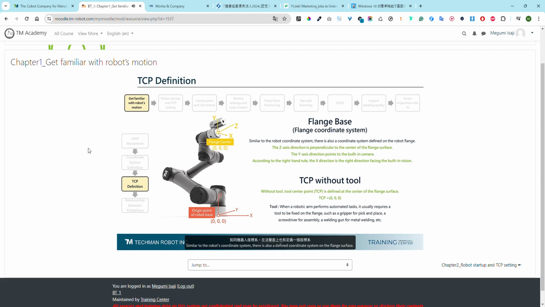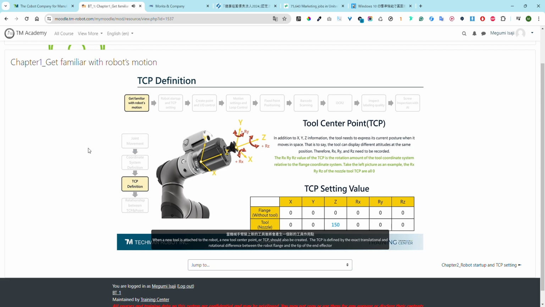Similar to the robot's coordinate system, there is also a defined coordinate system on the flange surface. The center of the flange surface serves as the origin of this coordinate system. Z-axis direction is perpendicular to the center of the flange surface, the y-axis direction points towards the built-in camera. And according to the right-hand rule, the x-axis direction is the right direction when facing the built-in vision.